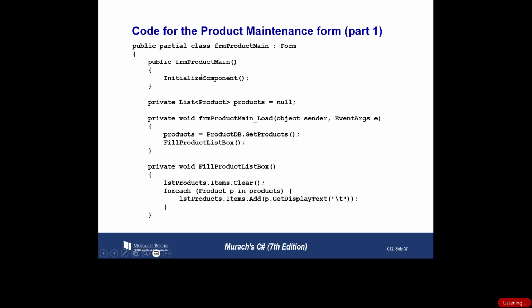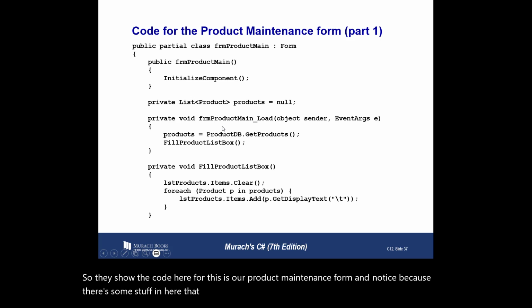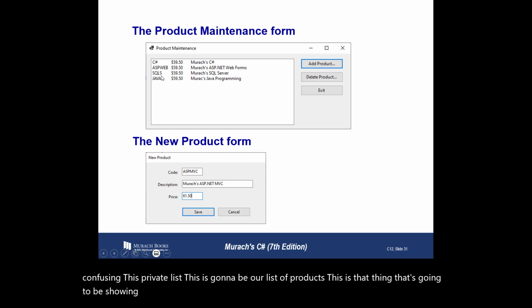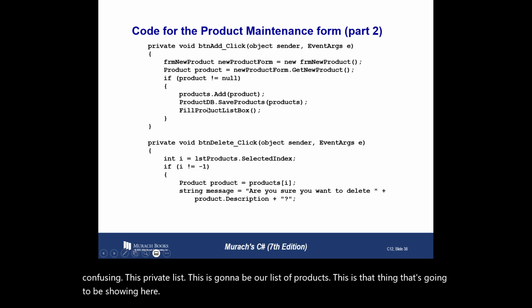So they show the code here for this, our product maintenance form. And notice, because there's some stuff in here that you probably haven't seen before, it may look a little confusing. This private list is going to be our list of products. This is that thing that's going to be showing here. All right, that's our list of products.